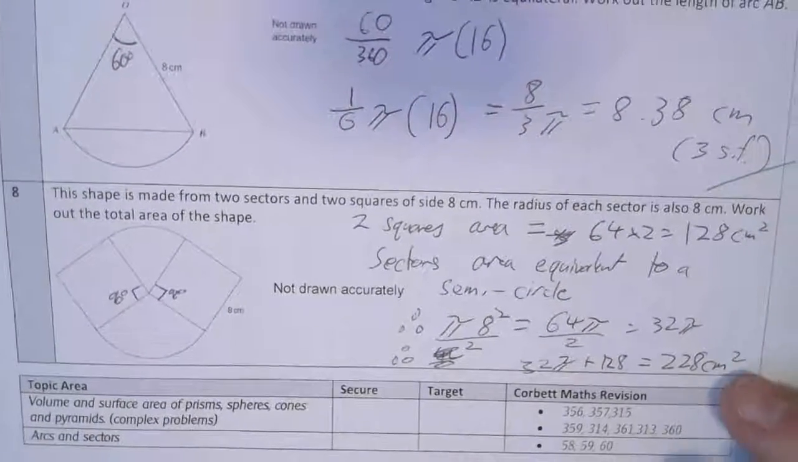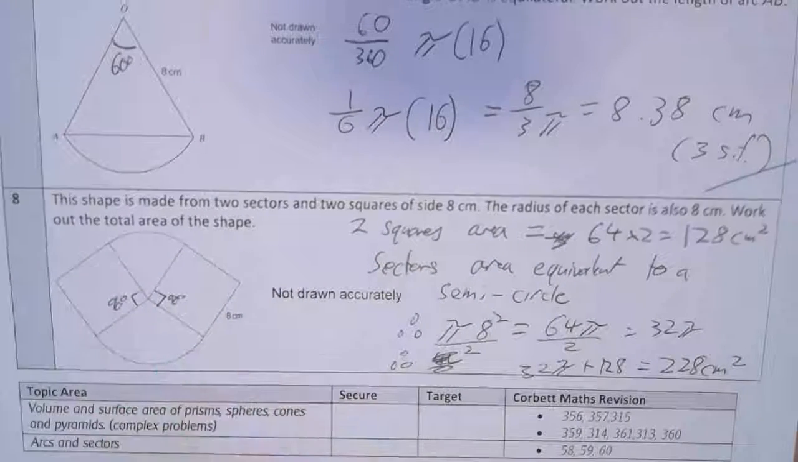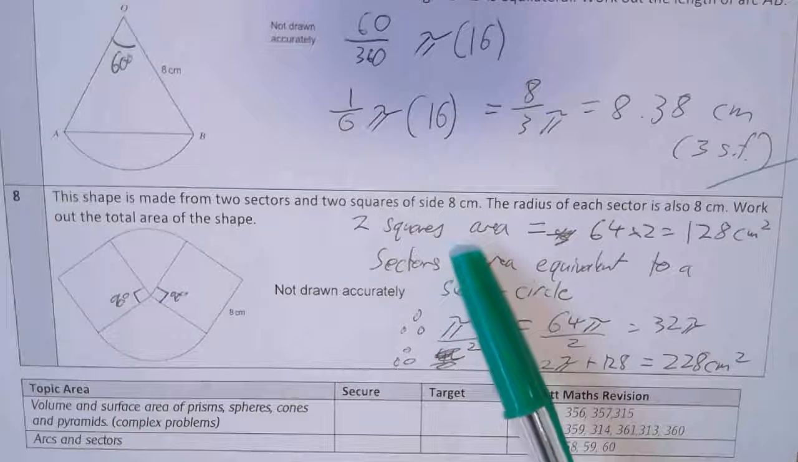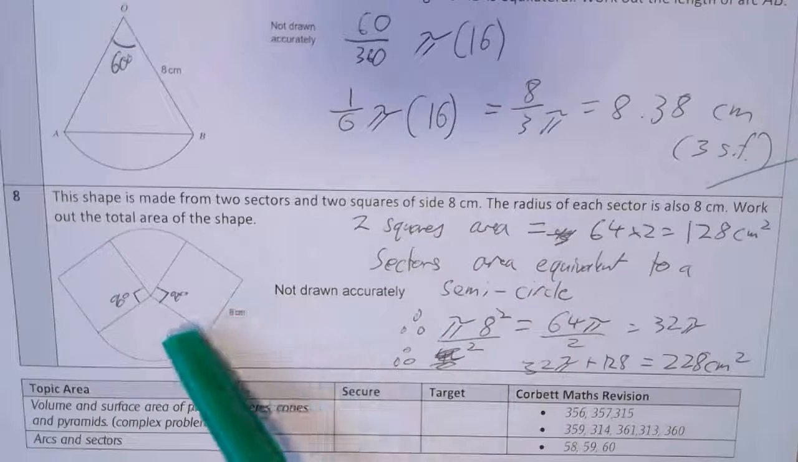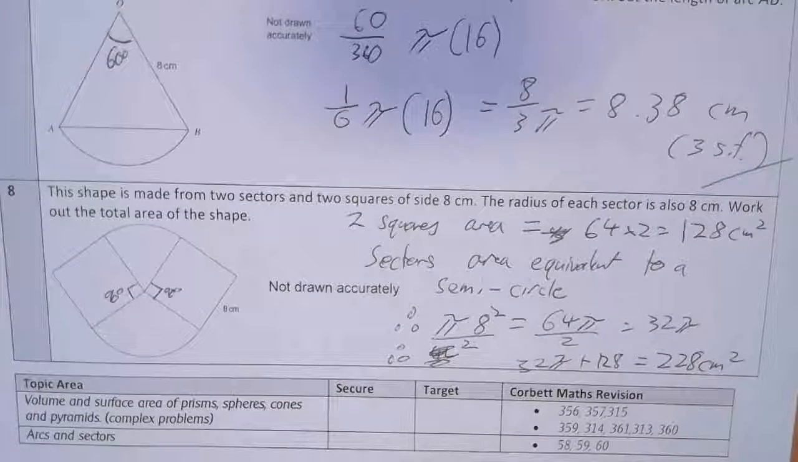And last question, question 8. I've got 2 squares. I need to find the area of this shape. Area is comprised of 2 squares. So my 2 squares worth of area, each square is 8 times 8. So each square is 64, so I've got 128 centimeters squared for my square areas.